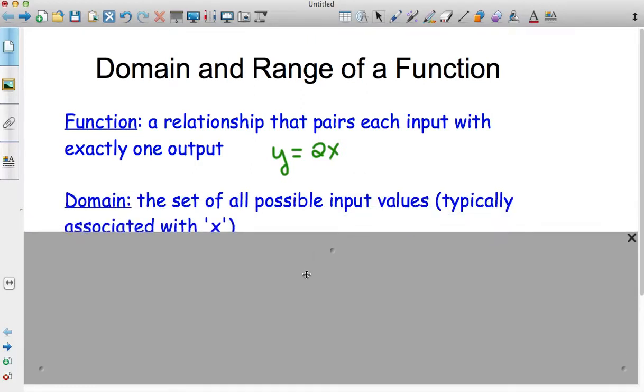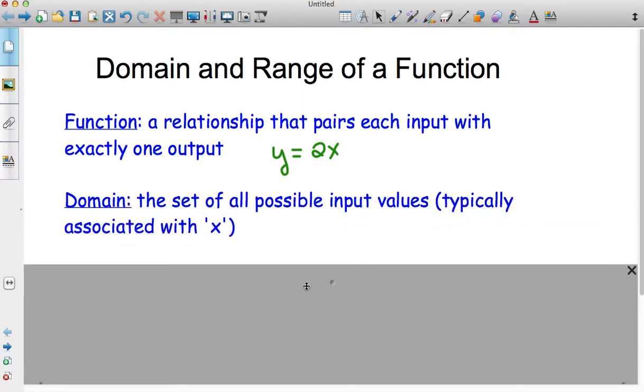Secondly, let's talk about domain. I'm going to define it first and then we'll do some examples. Domain is a set of all possible input values, typically associated with what we know as x. So in our last example, the domain would be if I put 5 in, if I put 2 in, if I put -7 in. Those are all the domain, anything that you input into the equation or function.